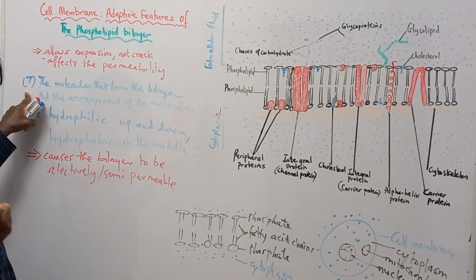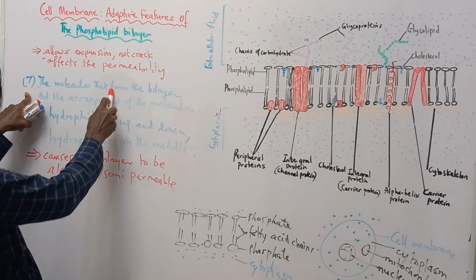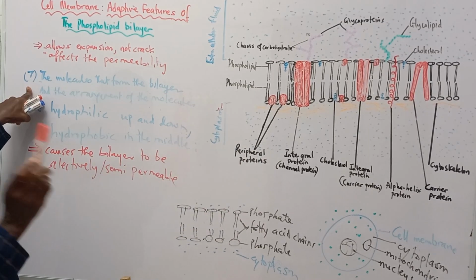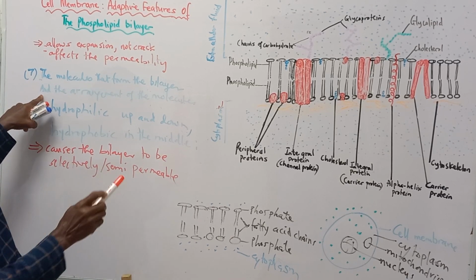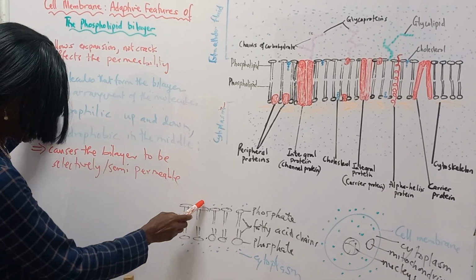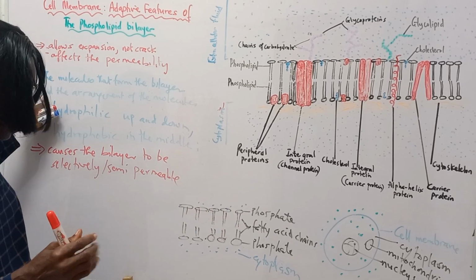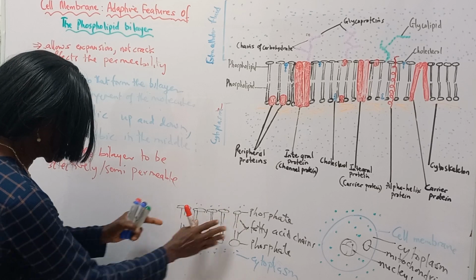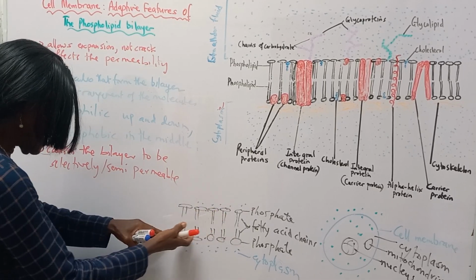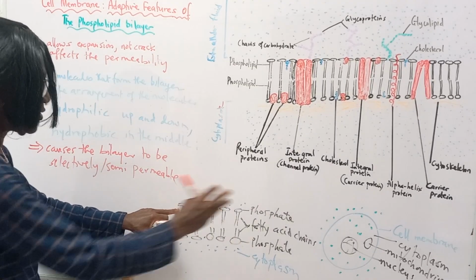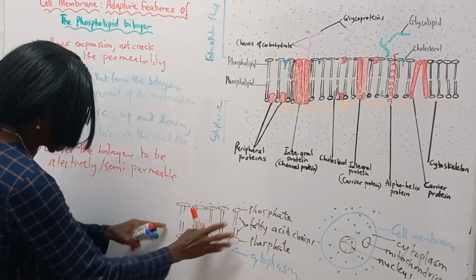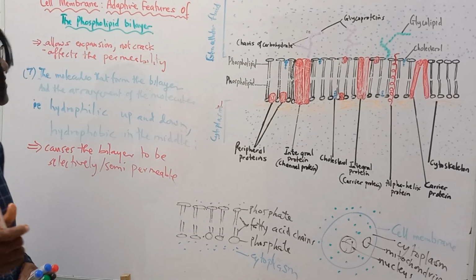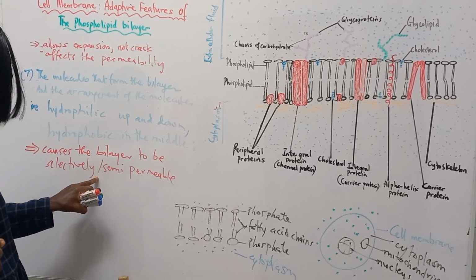Then the seventh adaptive feature is the molecules that form the bilayer, phosphate and fatty acids, and the arrangement of these molecules following each other like this. The phosphates are up and the fatty acids are inside. So up here and down here are hydrophilic, water attracting, and then hydrophobic inside. This causes the layer to be selectively or semi-permeable.